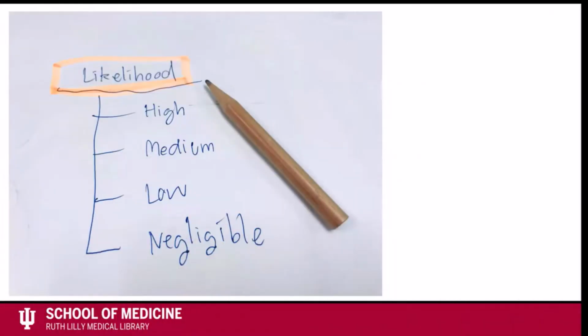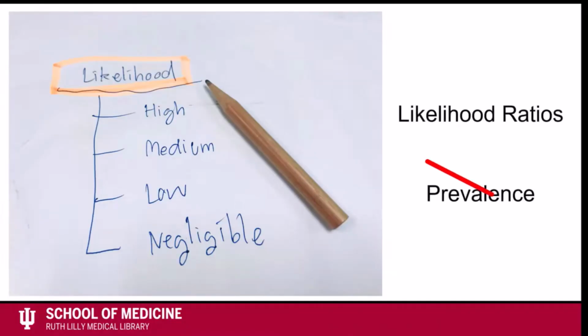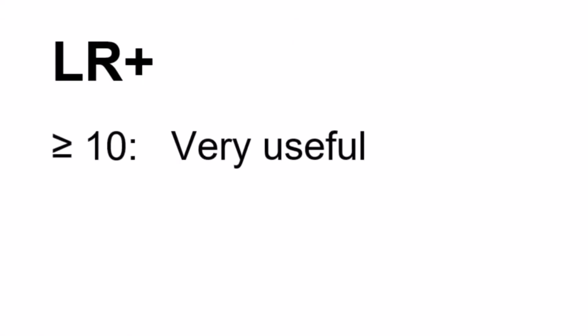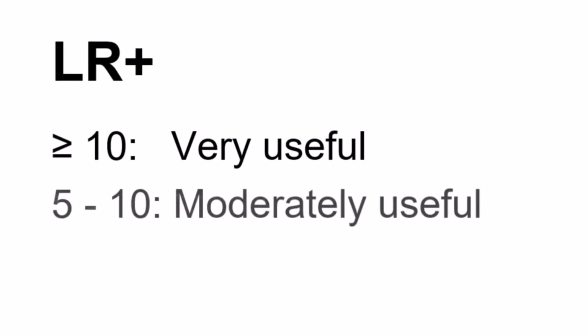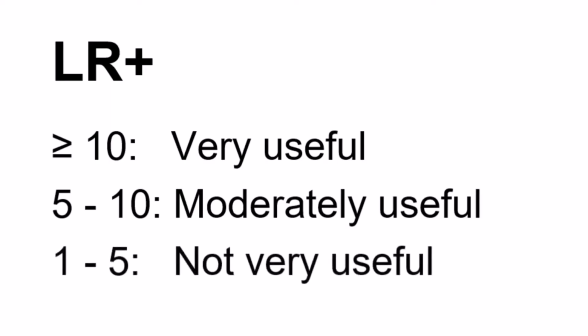These ratios are the likelihood that a test result would be expected in a patient with a disease. Unlike predictive values, though, they are not influenced by prevalence. Keep in mind, positive likelihood ratios greater or equal to 10 are very useful because this is a large change and moves post-test probability much closer to the treatment threshold. Between 5 and 10, they are moderately useful, and from 1 to 5, they aren't very useful.